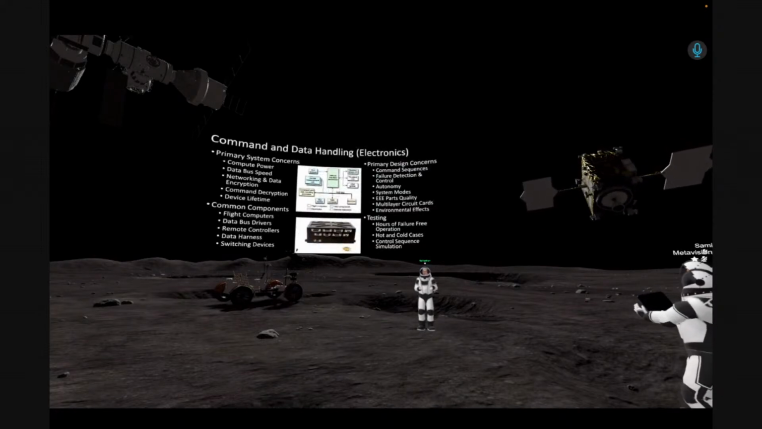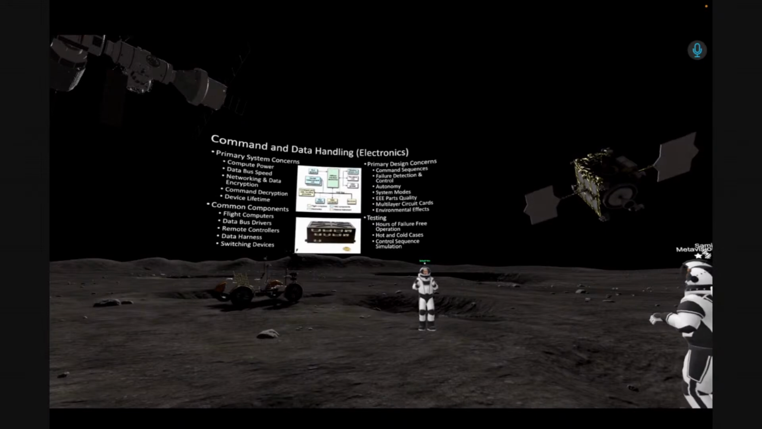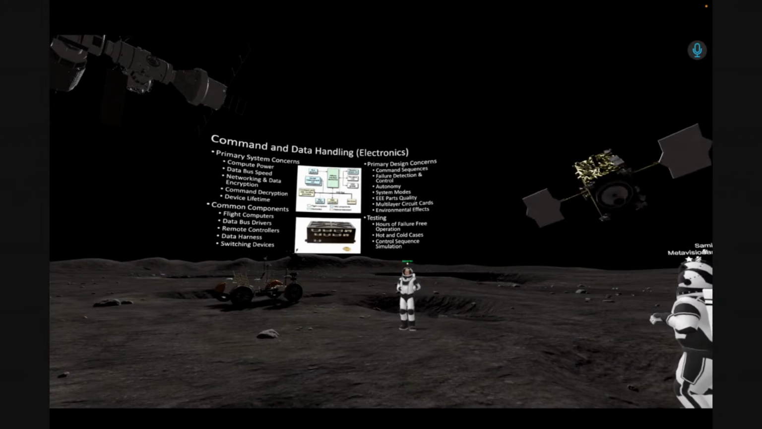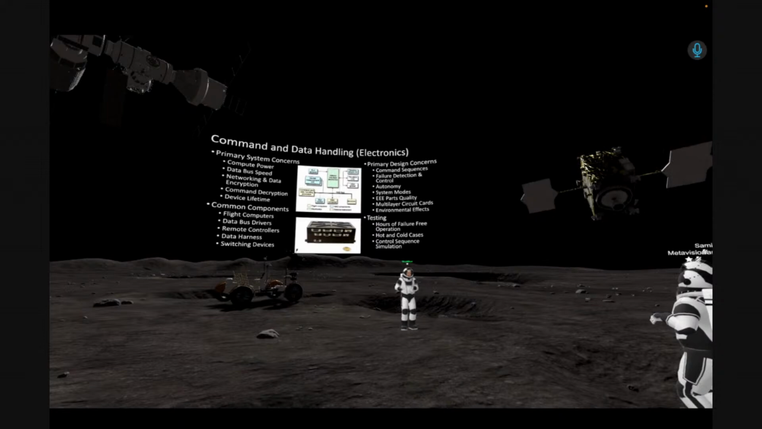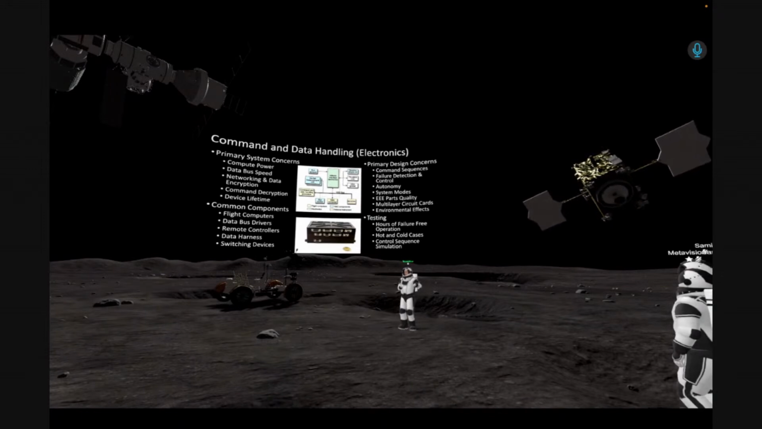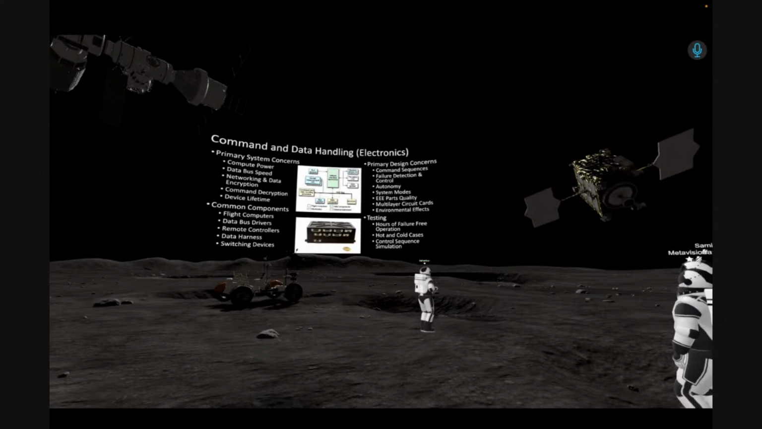Then we have the command and data handling. These are electronics that serve to process all the data inside the satellite. You have a lot of data coming from sensors, from your payload, and from Earth. You need something that puts all this information together and makes sense of it, because this information by itself doesn't have any sense. You need to process it, and after that you have useful data for your mission. So for that, you need a command and data handling system.